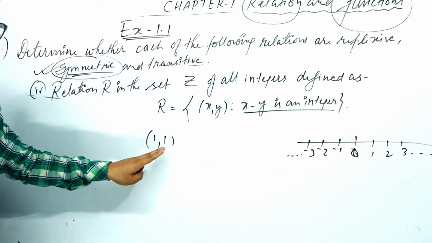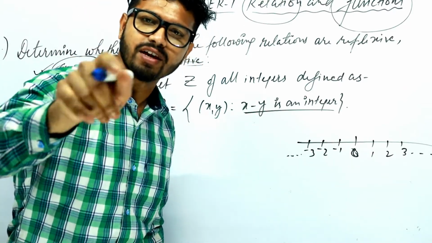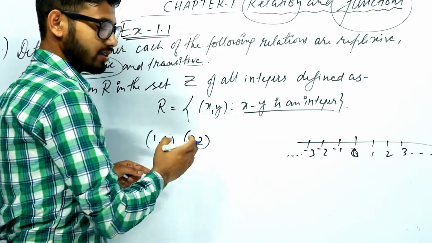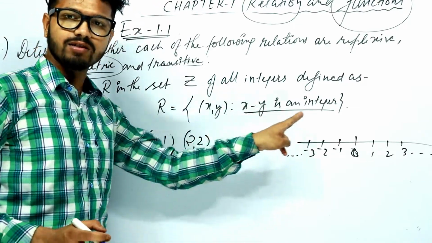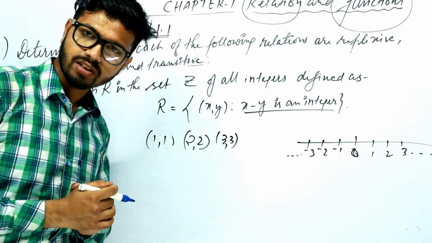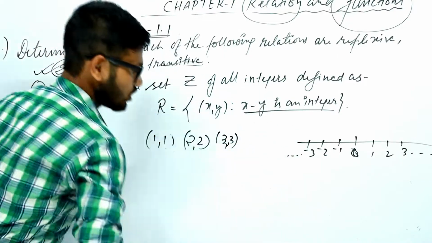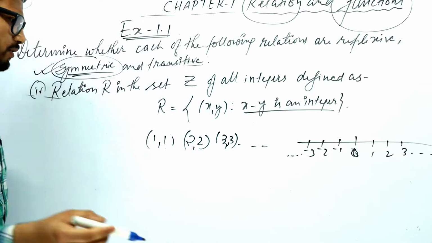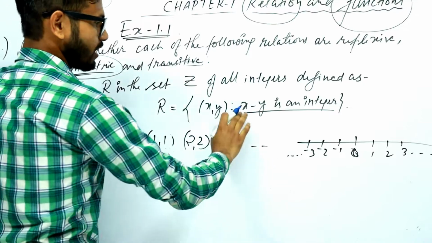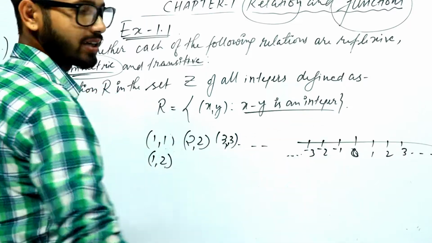If I subtract 1 minus 1, what are you going to get? You get 0, and that is a perfect integer. If you mention 2 comma 2, it is also in the relation, because it falls under this definition. Consider 3 comma 3, yes, it is also an integer, since 3 minus 3 gives an integer. So on, any number you put. Suppose I put 1 comma 2, it fits the definition, because 1 minus 2 is minus 1, which is definitely an integer.